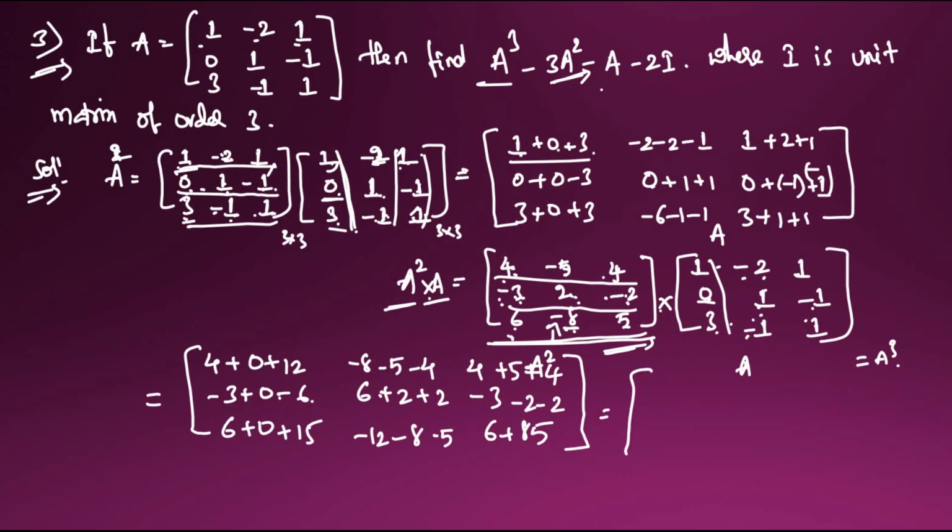So the matrices will become: here 12 plus 4, 16 will come; and here minus 9, minus 17 will come; and here 5 plus 4, 13 will come. Again, this is minus 9 will come here, this is 10 will come, and this is 4 minus 7, and again 6 plus 6, 21 will come here.